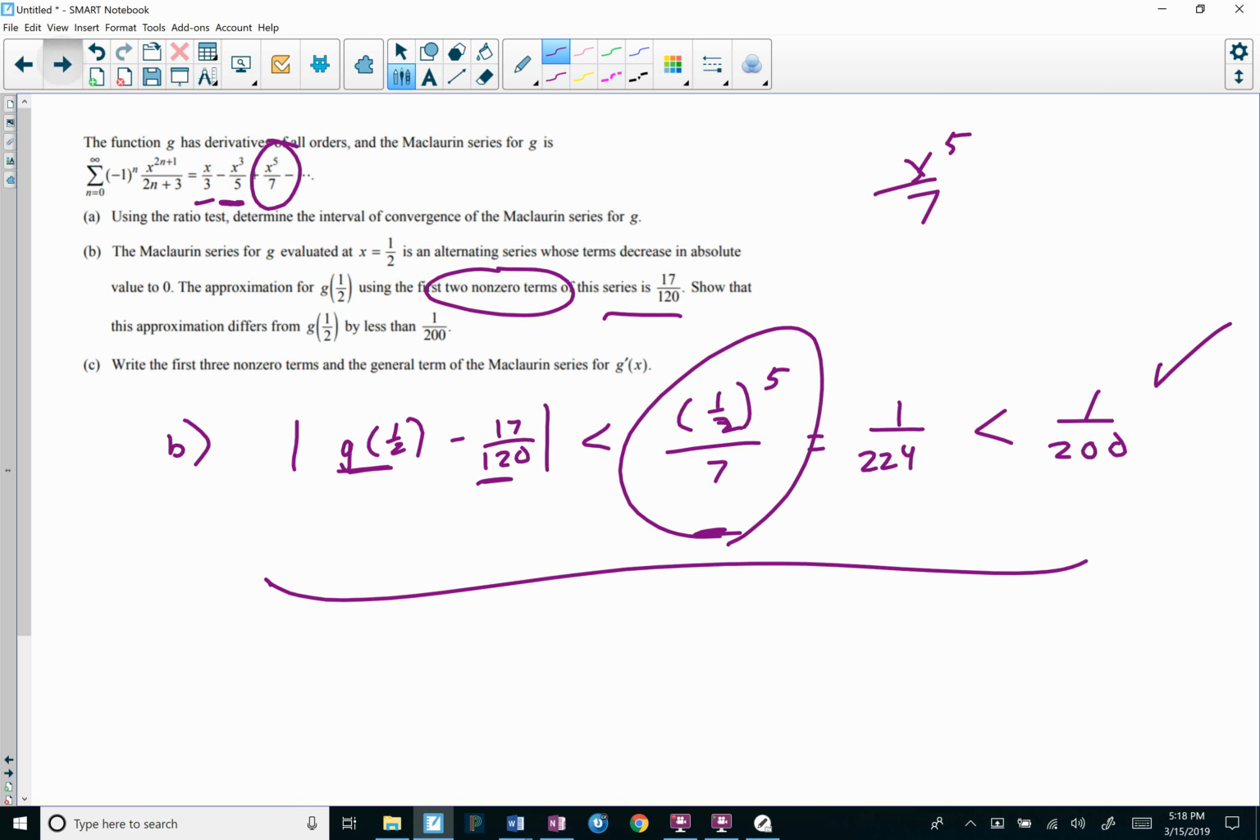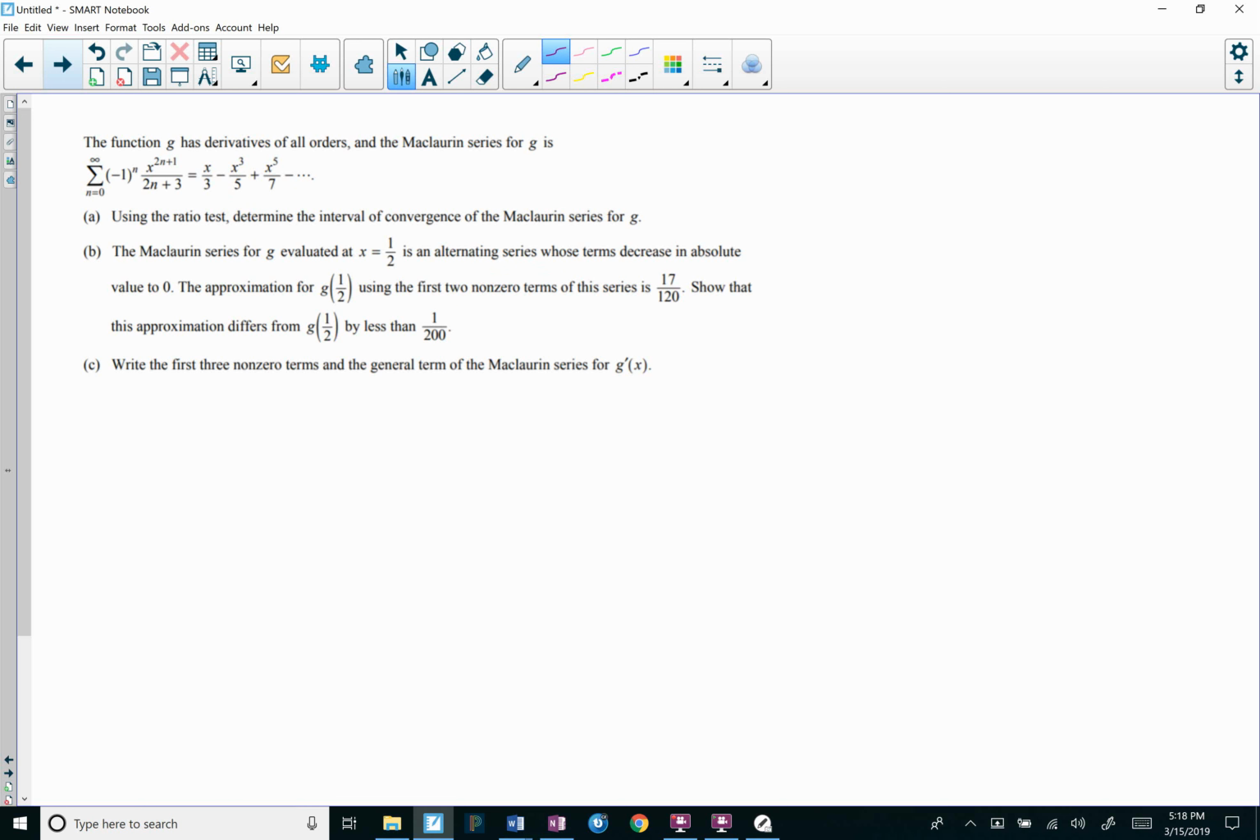Okay. Part C, find the first 3 non-zero terms in the general term for G prime. Okay, so this part's not bad. This is worth 2 points. So here's my first 3 terms for G. So G prime is just using the power rule. I get 1/3 minus 3/5 x to the 2nd plus 5/7 x to the 4th. Here's my first 3 terms. Let's do the general term now.